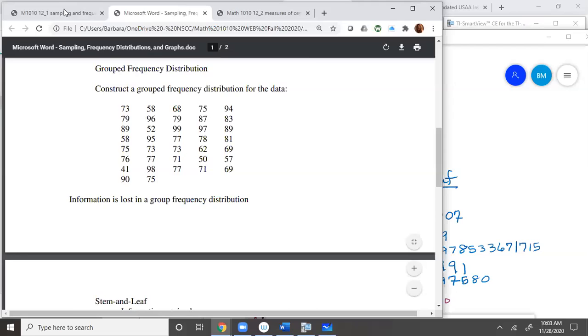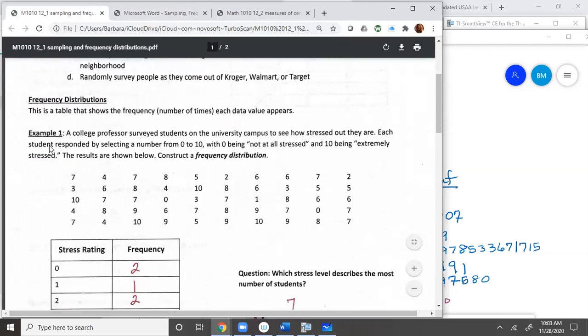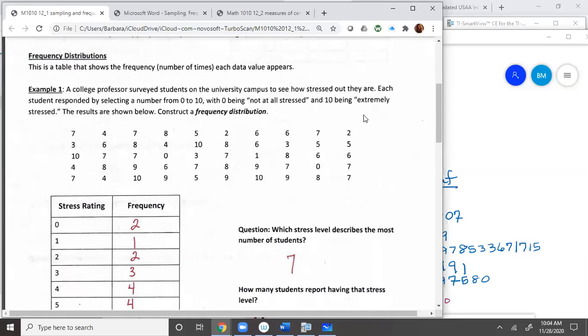So let's go back and practice on 12.1 with our frequency distribution. We have an example here that shows the frequency, or the number of times each data value appears. A college professor surveyed students at the university campus to see how stressed they are, and each student responded by selecting a number from 0 to 10, where 0 is not at all stressed and 10 is extremely stressed. The results are shown below.